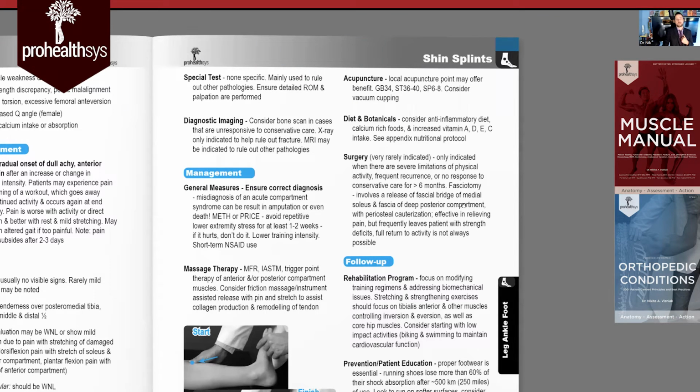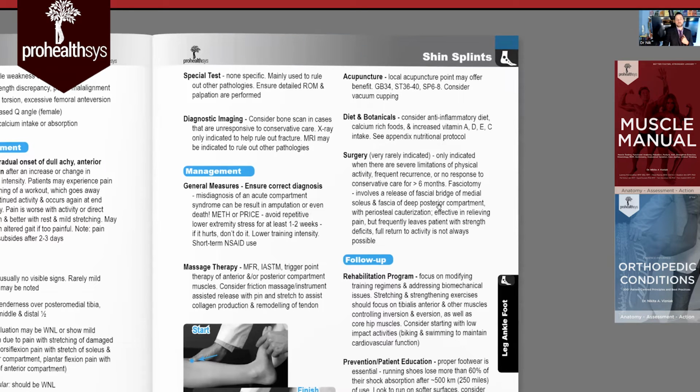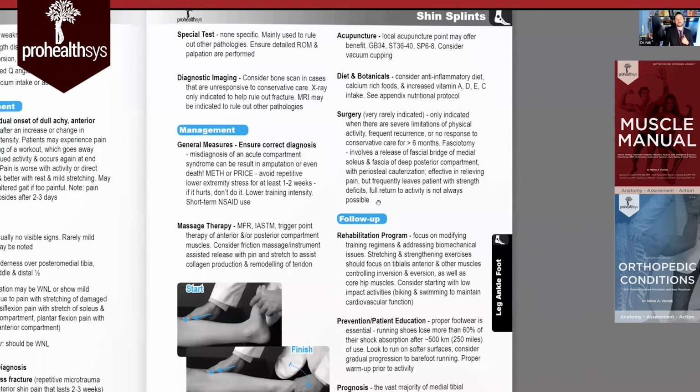Okay. Yeah, recurrence rates, you can look at it right there, not a big deal. Frequently it leaves the patient with strength deficits. Be aware of that, especially if they have a fasciotomy performed. They will have strength deficits in that area.